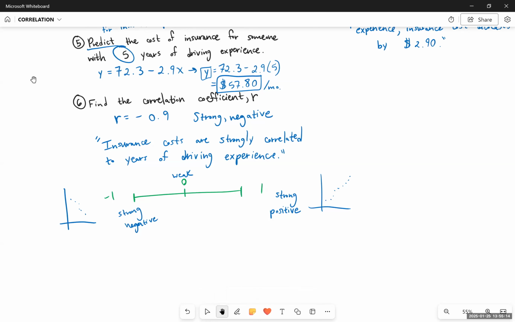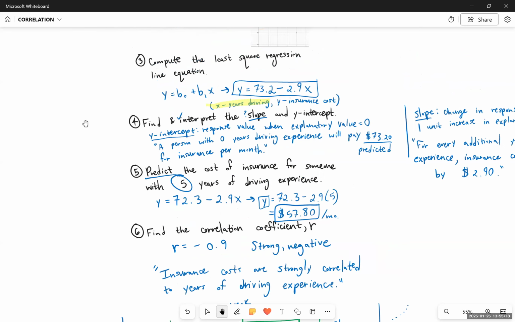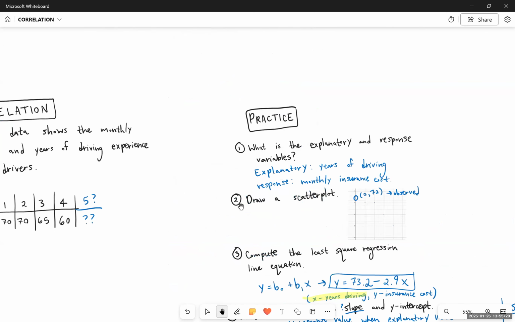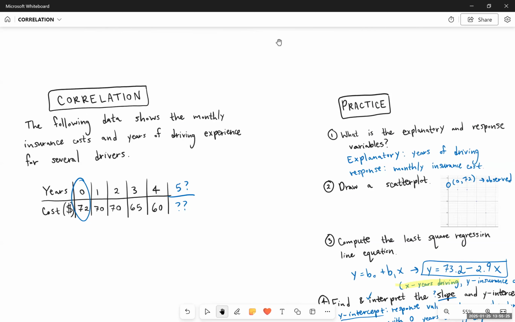All right, so that's everything for correlation in this lesson. And feel free to, again, practice with Desmos, all these great statistical tools that Desmos offers.